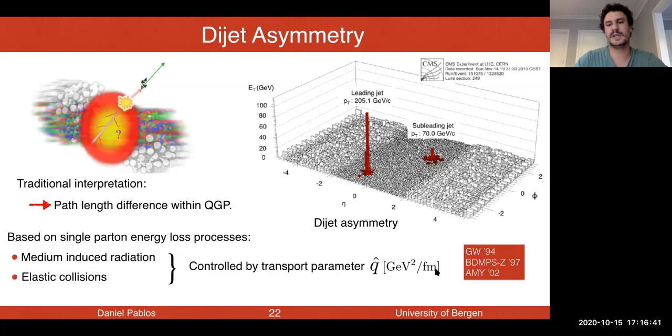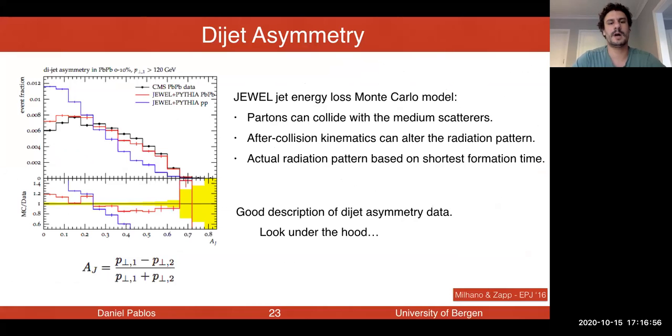This Q hat parameter really contains a lot of the information about the interaction between the jet and the medium. So one of the very well-known models in the market is JEWEL. It's an energy loss Monte Carlo model. Essentially, the partons will collide with the medium scatterers, and they will get new kinematics due to these collisions.